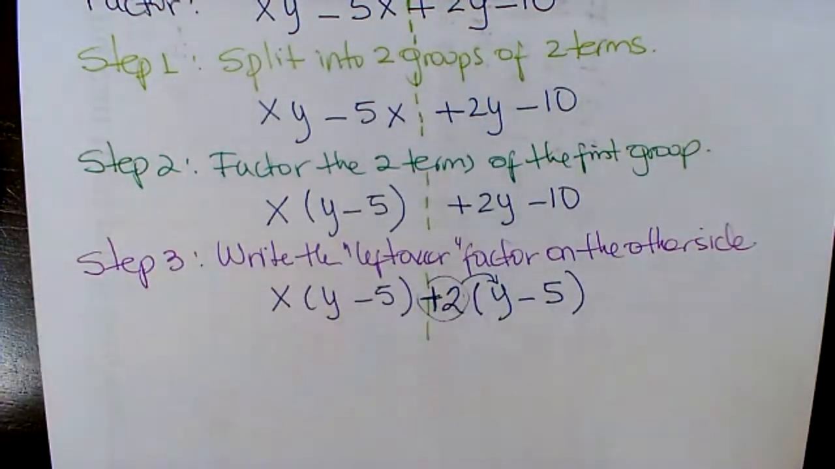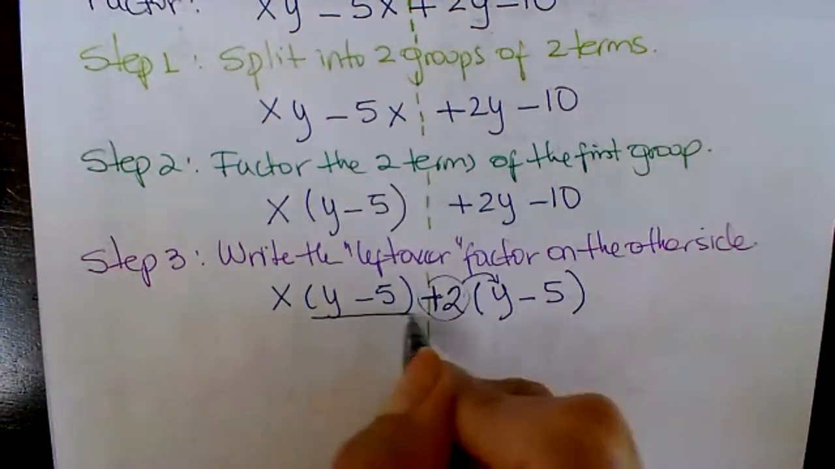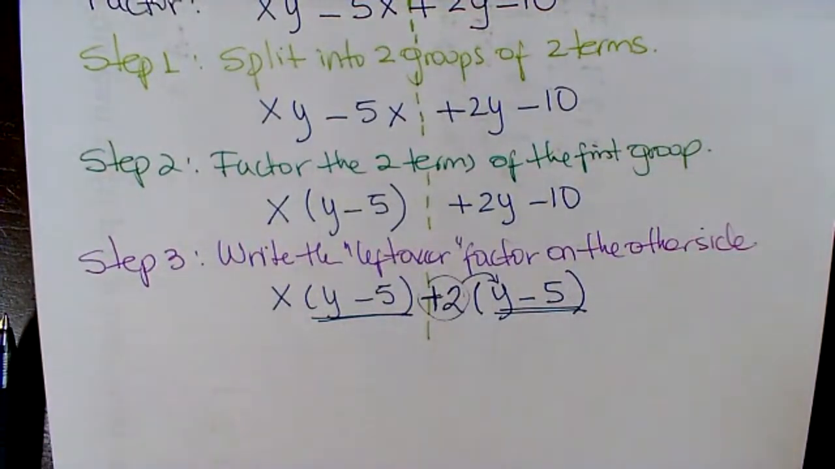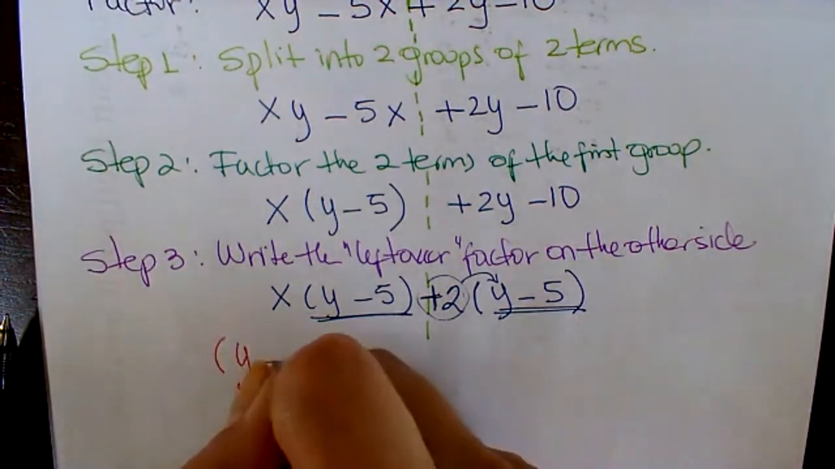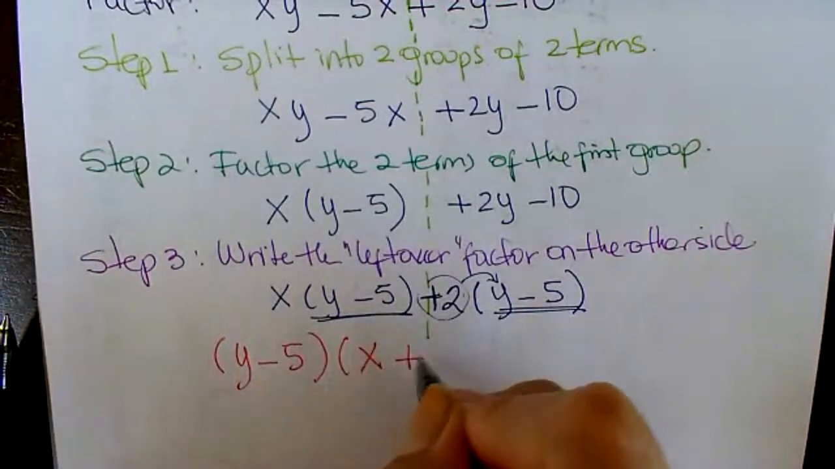And then, so that's what we have now. There we go. What's the greatest common factor here? It's on both of them, right? So my greatest common factor, which is just our final, that will be y minus 5. What's the leftover? X plus 2.